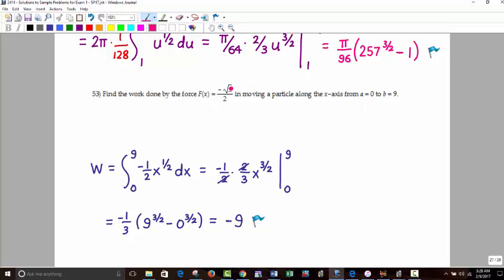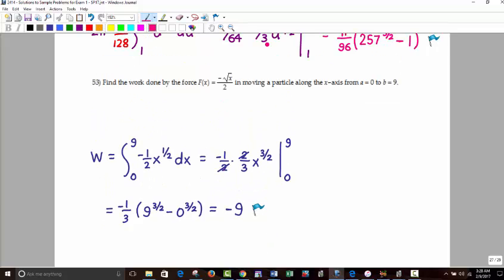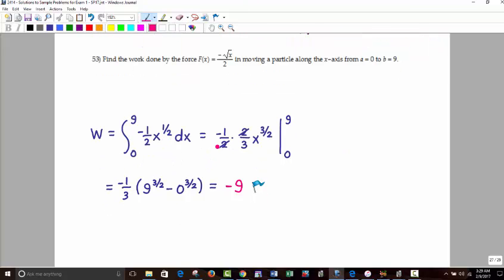So that's just negative 1/2 x to the 1/2. So we just do the antiderivative. Not too much pain on this one. So the antiderivative of negative 1/2 x to the 1/2 will be negative 1/2 times 2/3 x to the 3/2. If I wanted to get rid of that negative, I could have switched the order of the 0 and the 9, but I didn't do it for this one.